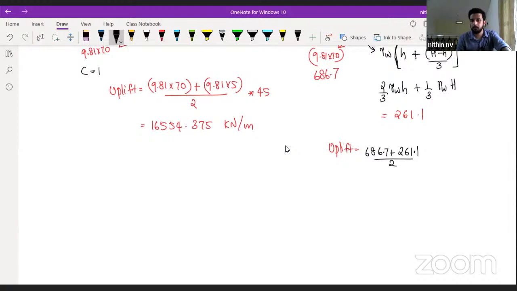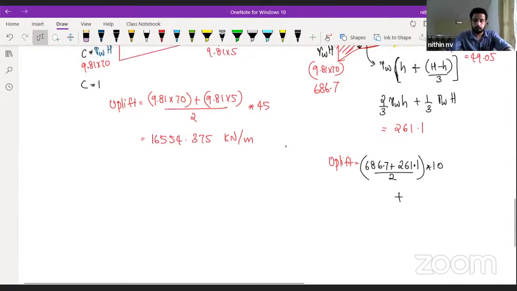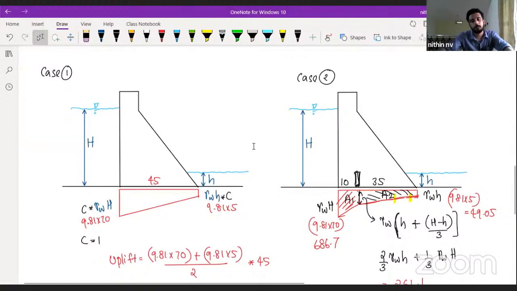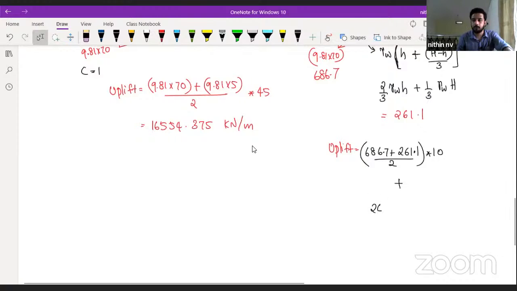261.1 divided by 2 into what is the corresponding width? That is 10 meter, plus then the next area. First of all, I am taking the area of this, then this area. Similarly, (261.1 plus 49.05) divided by 2, (A plus B) by 2 into 35. This is why you should know what is a heel and what is a toe. So tell me how much you are getting for the reduced uplift.